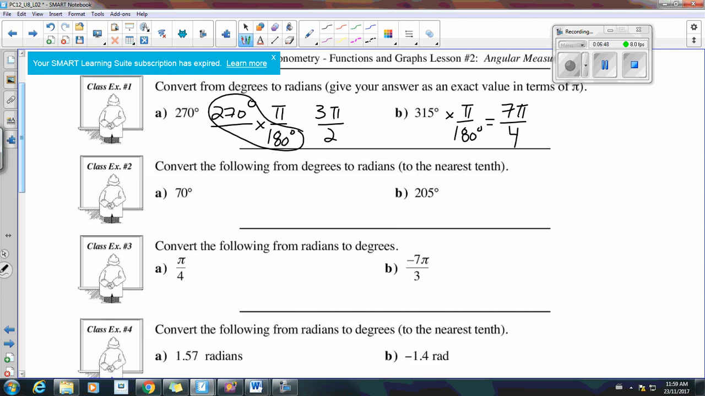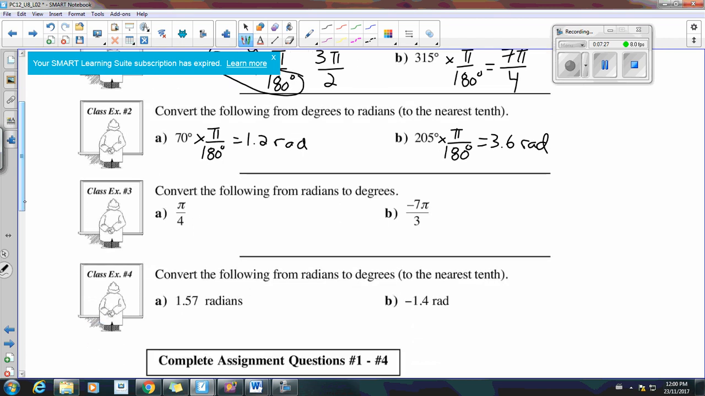So convert from degrees to radians to the nearest tenth. So again, we're going to multiply by pi over 180. Well, now on my calculator, I'm just going to type in 70 times pi divided by 180, and it's just going to give me a decimal approximation, 1.2 radians. So sometimes we leave it as an exact value and we don't type in the pi. Other times you can just punch in pi and you'll have your decimal approximation. Same thing here, we're going to go 205 times pi over 180. This is going to give us 3.6.